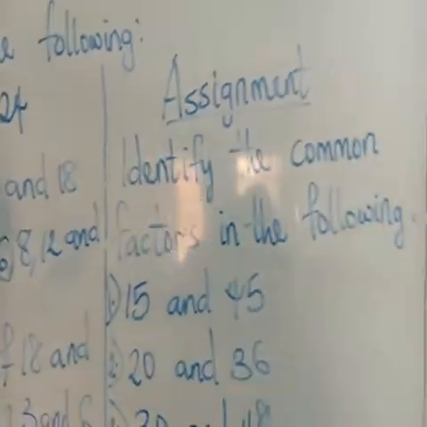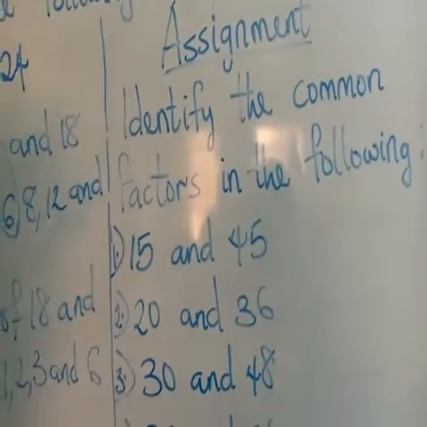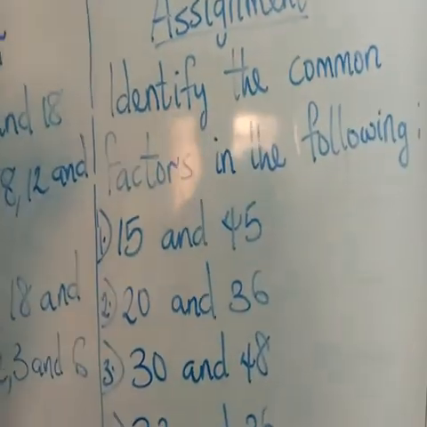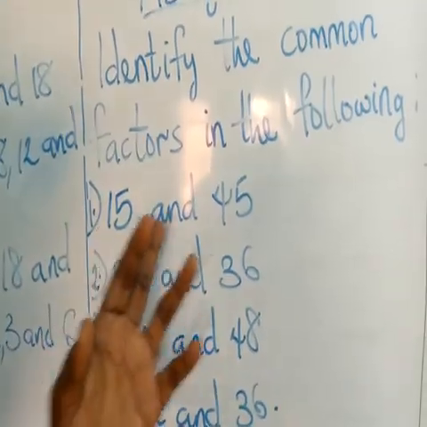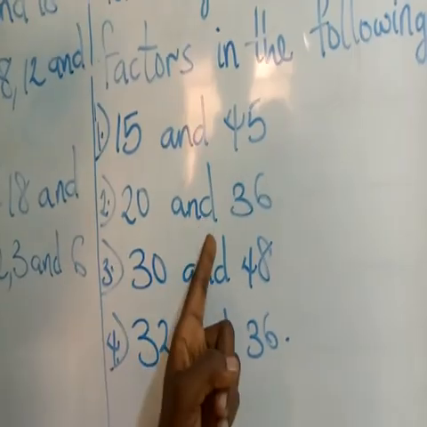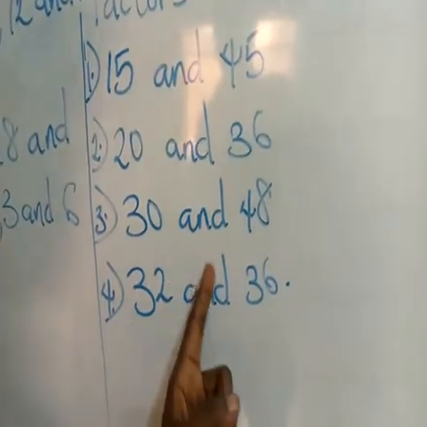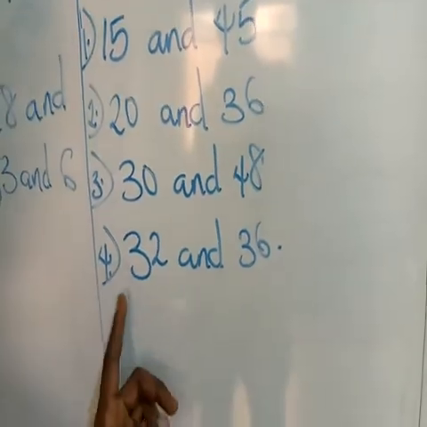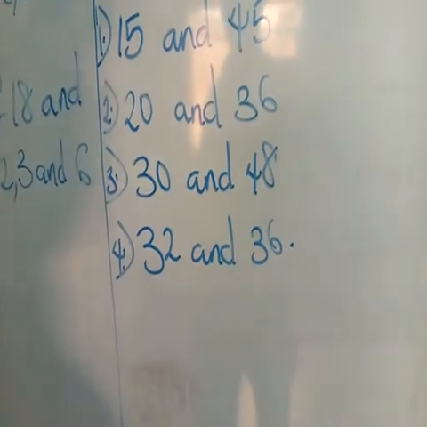Thank you very much. Till we meet next time, I would want you to do this assignment for me. Look for the common factors. Identify the common factors in the following. Number 1, 15 and 45. Number 2, 20 and 36. Number 3, 30 and 48. Then lastly, 32 and 36.